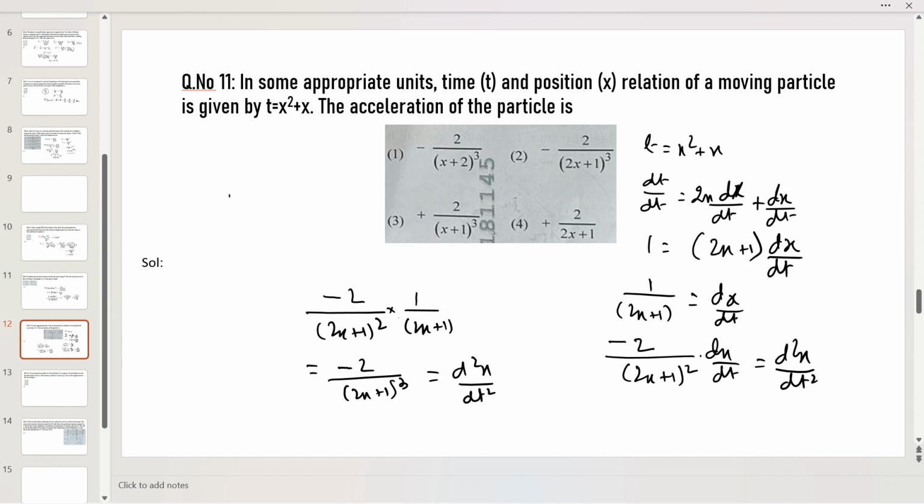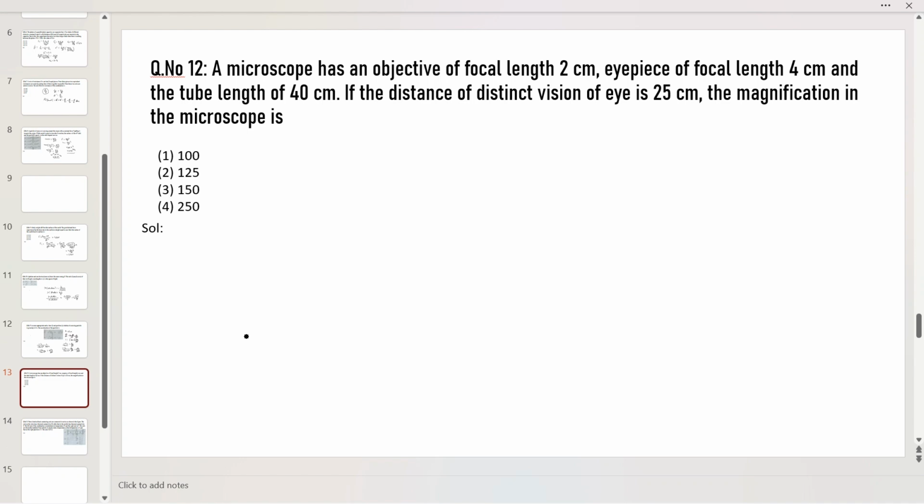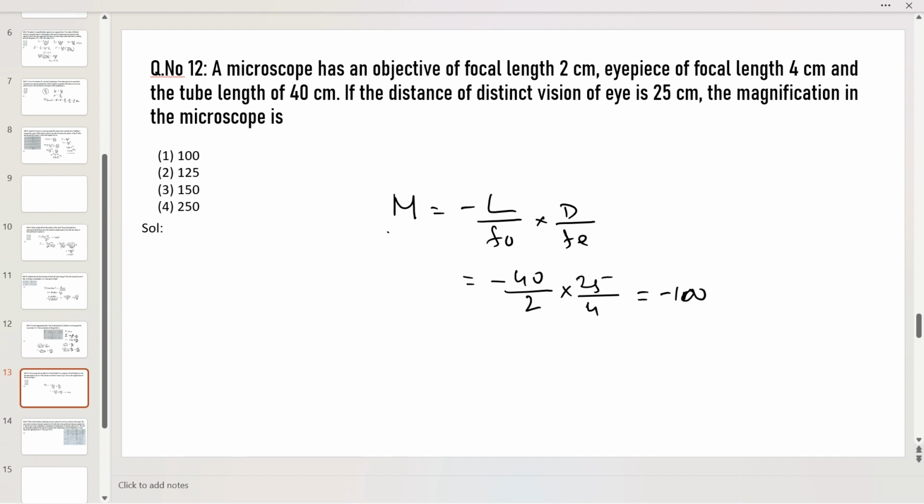So this is your answer. Now I am going to this next question. Your next question is microscope. So you have to find the magnification. So your formula here is magnification m, that is equal to minus L by f naught into d by fe. So focal length of the object, focal length of the eyepiece. So here this will be equal to minus 40, and focal length of the object which is given to you, that is divided by 2, and the distance of distinct vision that is given to you, that is 25 by 4, and this comes out to be minus 100.